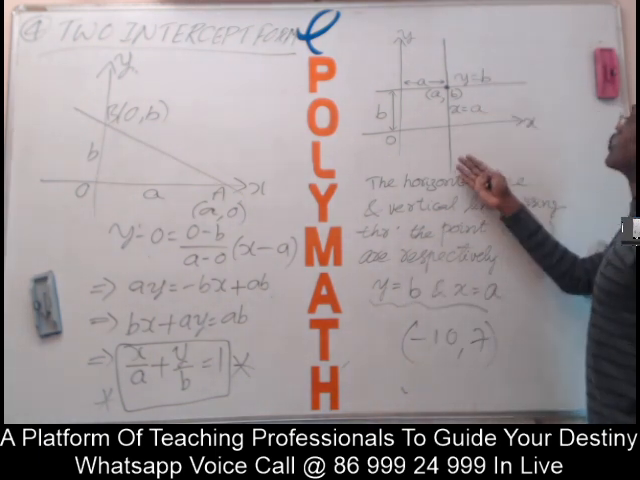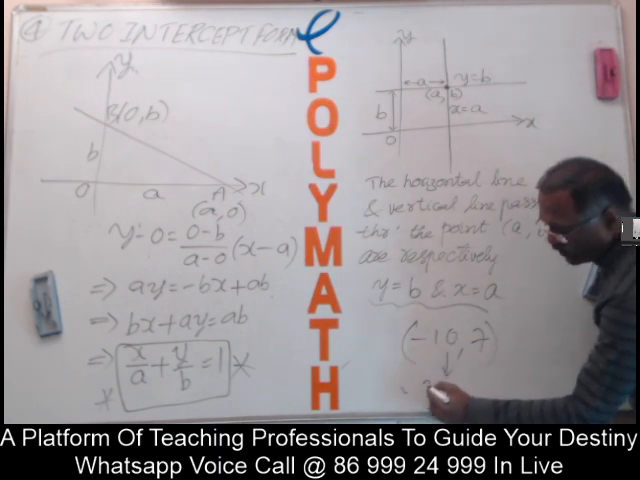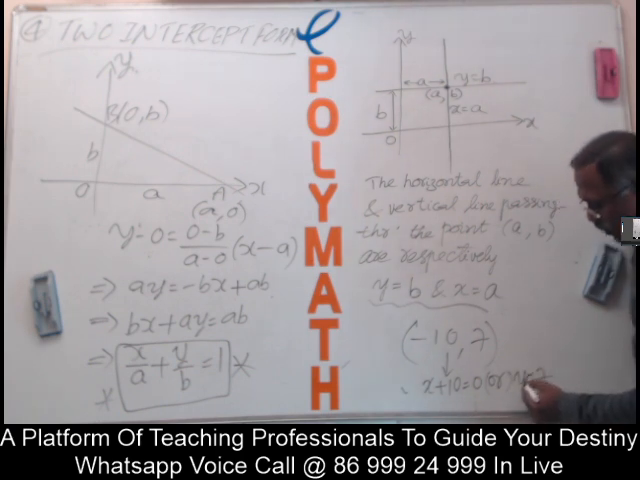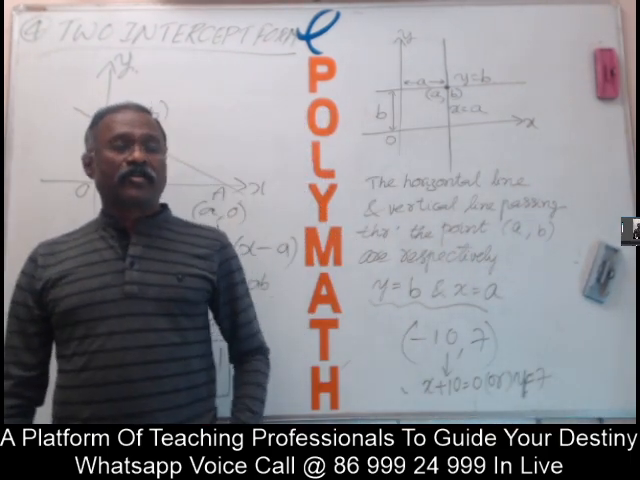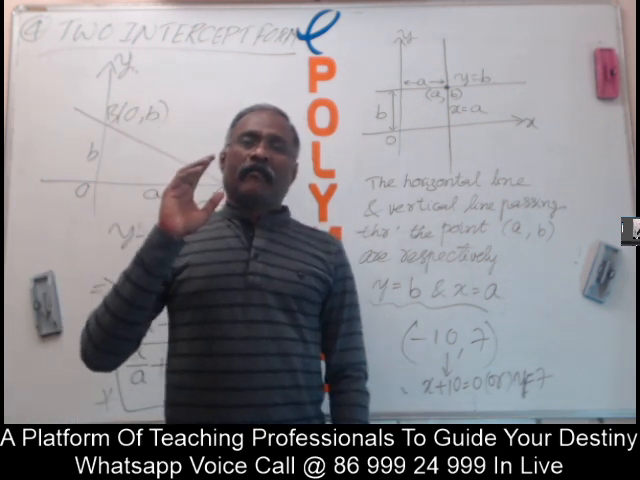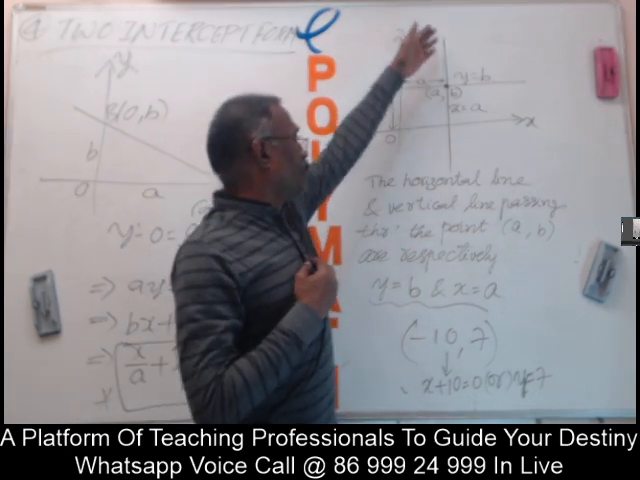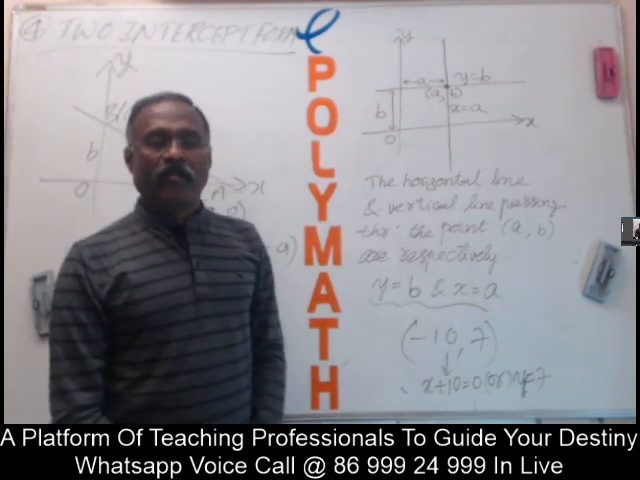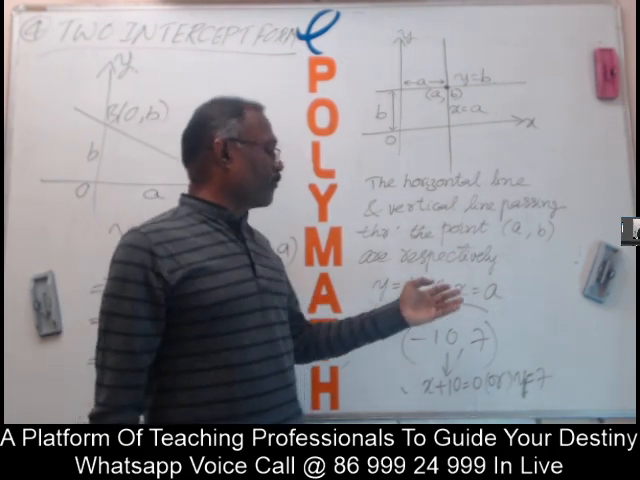So x is equal to A is a vertical line and y is equal to B is a horizontal line. Then what is the vertical line passing through this? x plus 10 equal to 0. And what is a horizontal line passing through this? y is equal to 7. This is what you have to understand. If a point AB is there, then what is the vertical line passing through AB? It is nothing but x is equal to A. What is the horizontal line passing through AB? It is nothing but y is equal to B. That was mistaken, so that's the correct one.